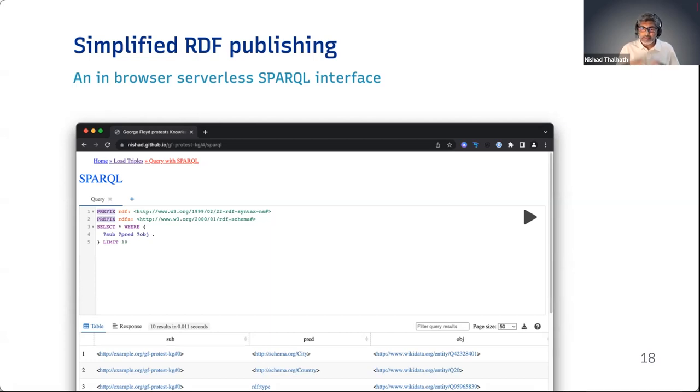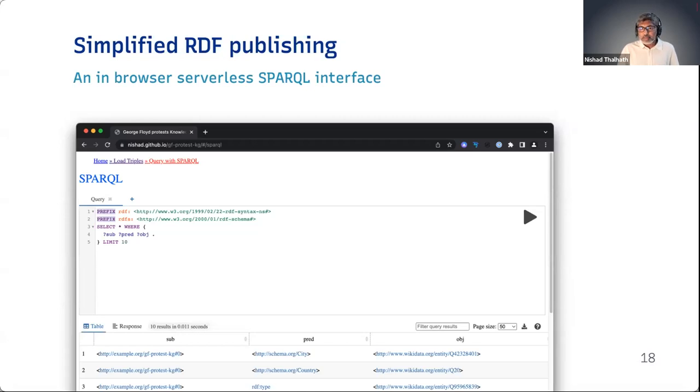The problem with RDF is you need an RDF store to store that data. Then you need an RDF interface to communicate with that store and to query that data, which makes it really complex on many occasions. So we try to build a tool which publishes RDF data without an RDF store, or basically which uses an in-browser RDF store to query your data. And that is one of the outputs of our paper, which is open source and available for anyone to experiment with.